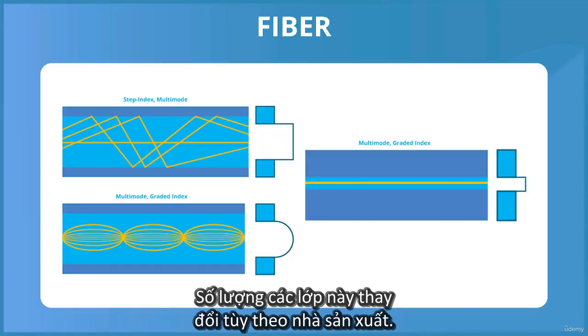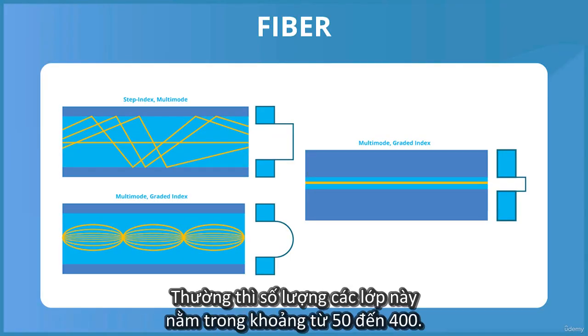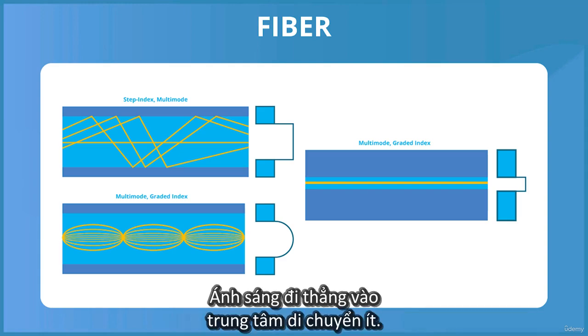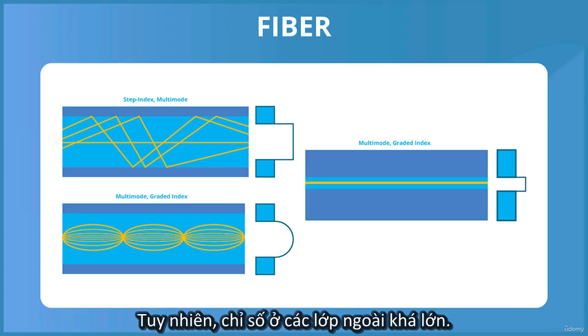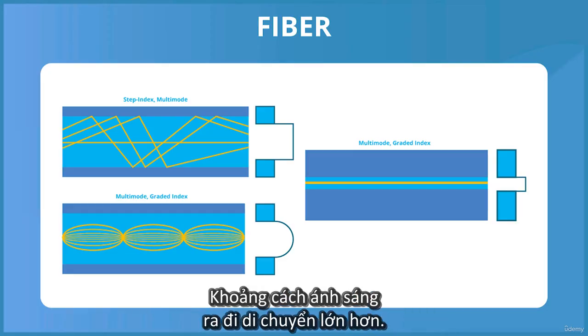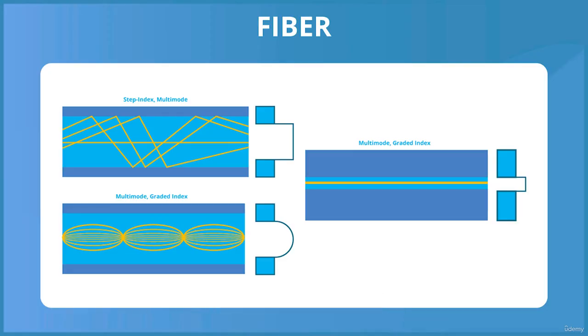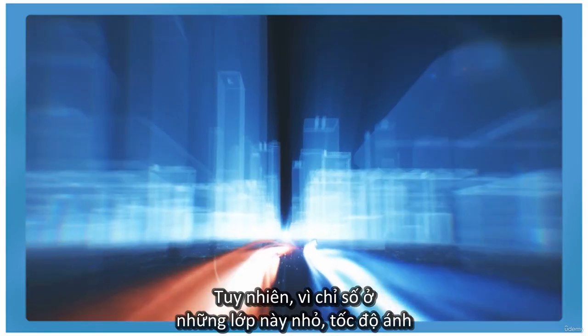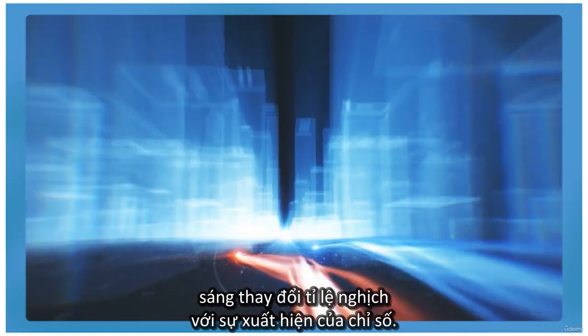The number of these layers varies according to the manufacturer. Usually, the number of these layers is between 50 and 400. Light that goes directly at the center travels little. However, here the index is large. In the outer layers, the distance traveled by the outgoing light is greater. However, since the index is small in these layers, the speed of light varies inversely with the index.